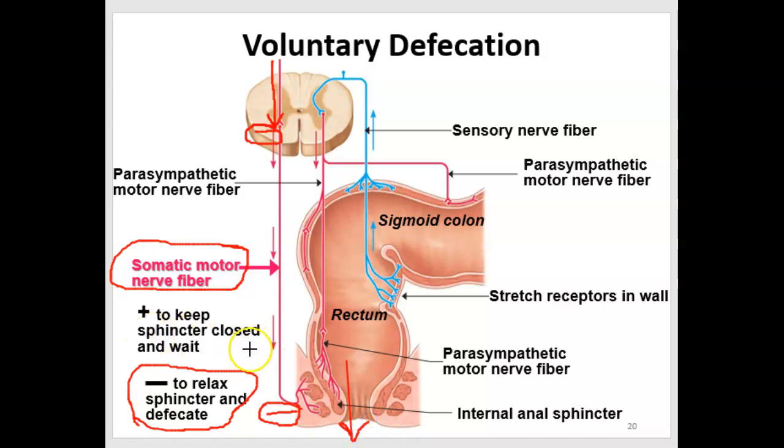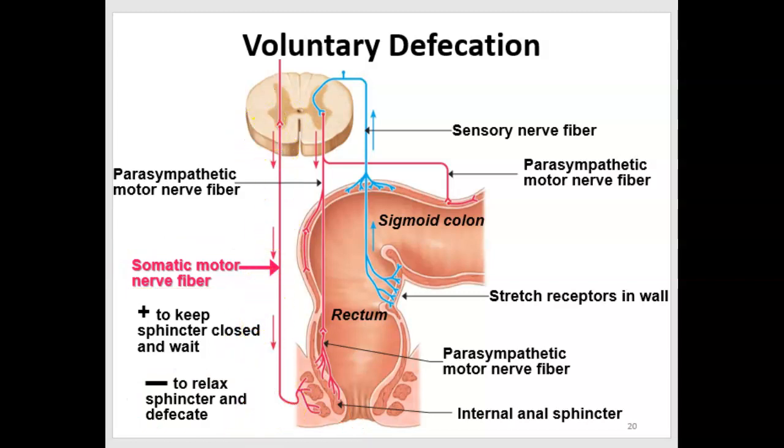But most of the time, unless the cerebrum inhibits this somatic motor neuron fiber, it is releasing a neurotransmitter that is excitatory to this muscle. And so that helps to keep the sphincter closed. It's not until we inhibit that pathway that the muscle's relaxed.